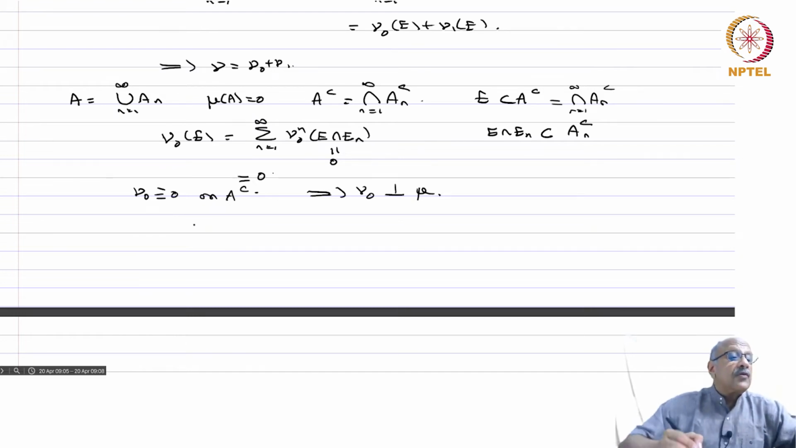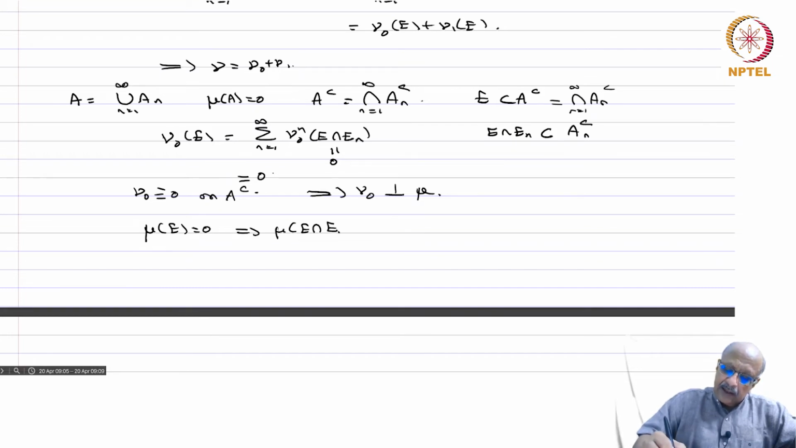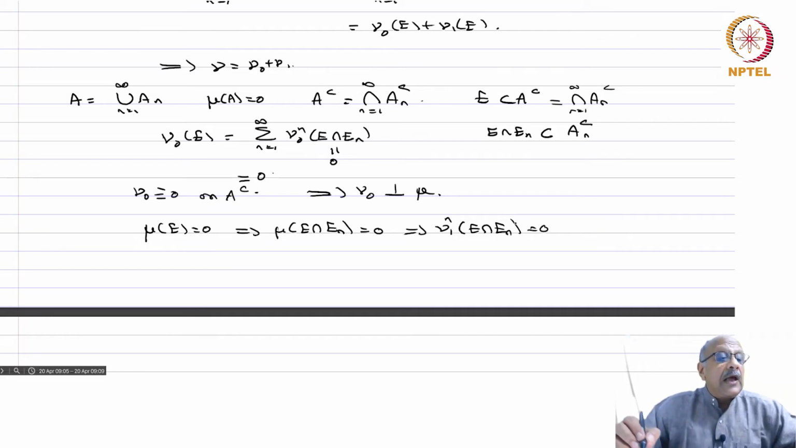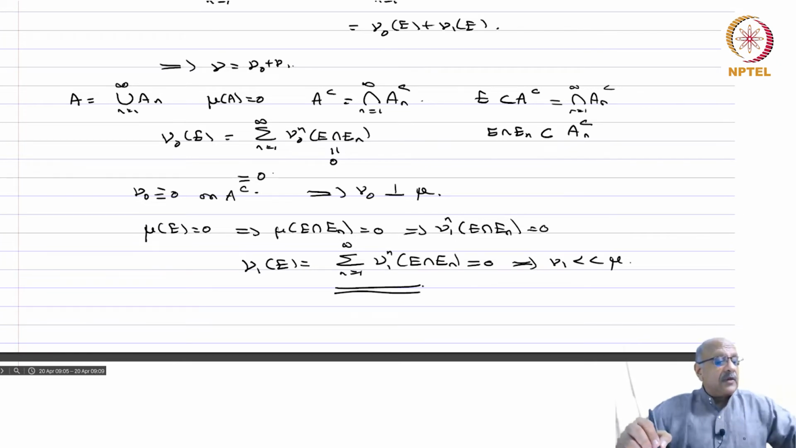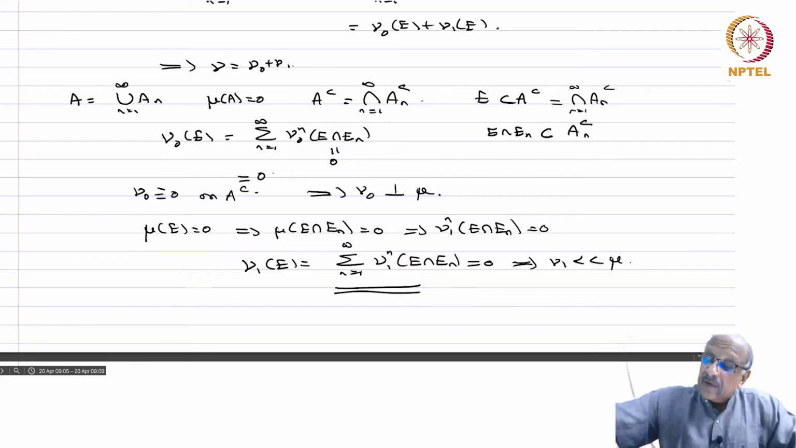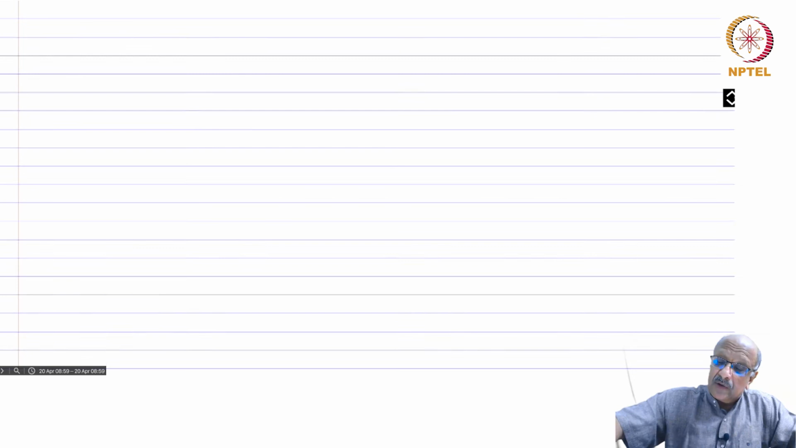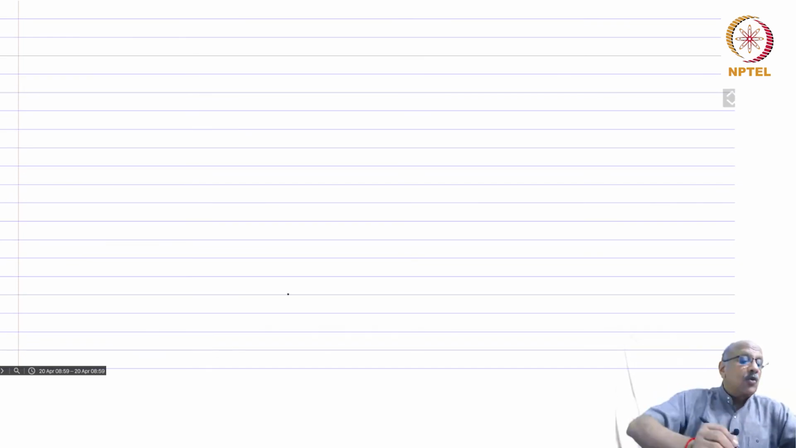The other one is more easy, of course. If mu(E) is 0, this implies that mu of E intersection E_n is 0. This implies that nu_1n of E intersection E_n is 0, because nu_1n is absolutely continuous with respect to mu on E_n, and therefore you have nu_1 of E, which is equal to the sum n equals 1 to infinity of nu_1n of E intersection E_n, equal to 0. This implies that nu_1 is absolutely continuous with respect to mu, and this completes the proof in the sigma finite case. So the proof which I gave in the previous video is only applicable when nu is finite, but it is a very simple extension to the sigma finite case. Okay, so now let's do some exercises.